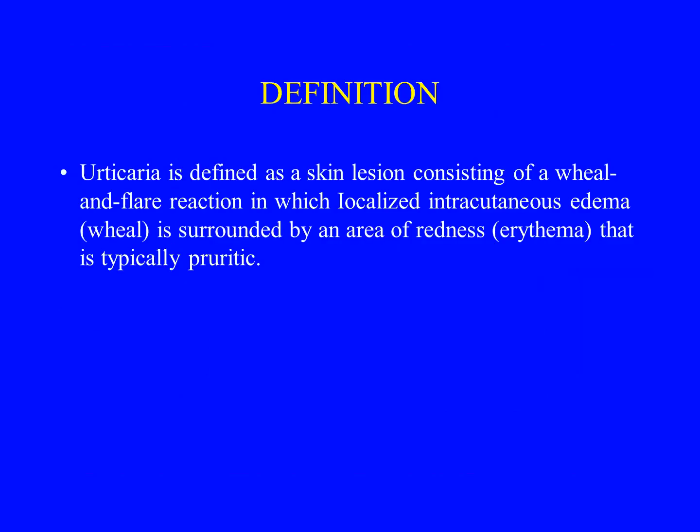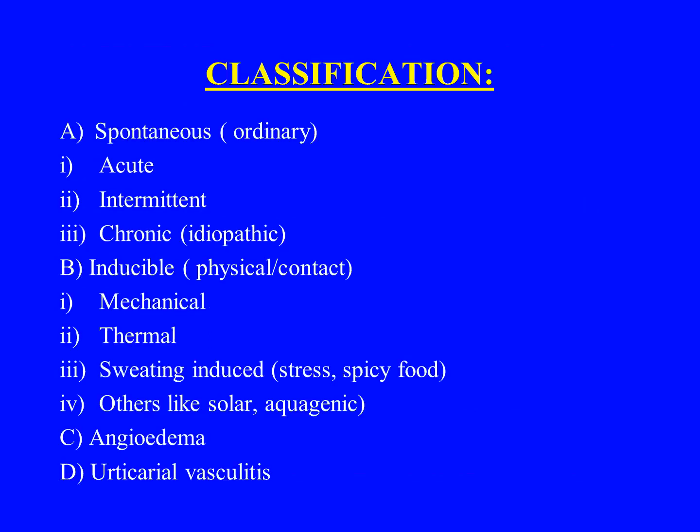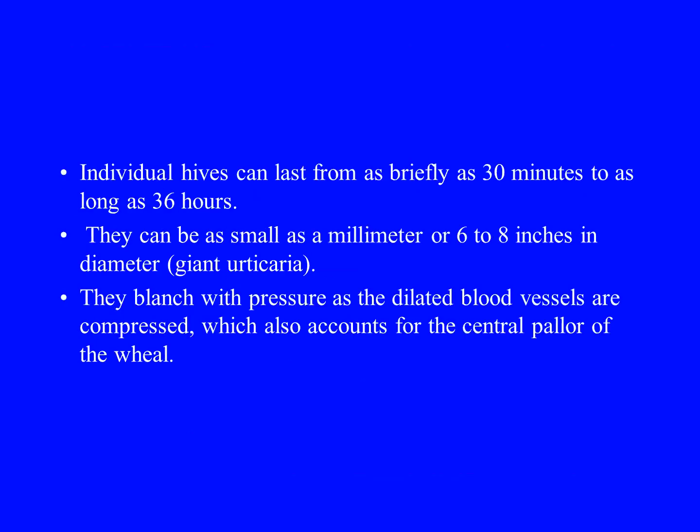Urticaria is a skin lesion consisting of a wheal and flare reaction in which localized intracutaneous edema or wheal is formed surrounded by erythema, and that is typically pruritic. Classification: spontaneous urticaria, which is the ordinary one. It includes the acute, intermittent, chronic. Then the other is inducible, which is not present spontaneously but can be induced by physical or any contact. Included in these are the mechanical, thermal, sweating induced, and others like solar or aquagenic, and then the angioedema and urticarial vasculitis. So there are 4 types.